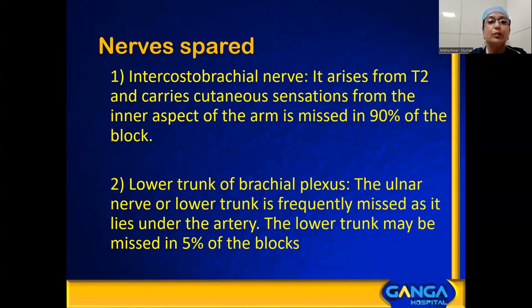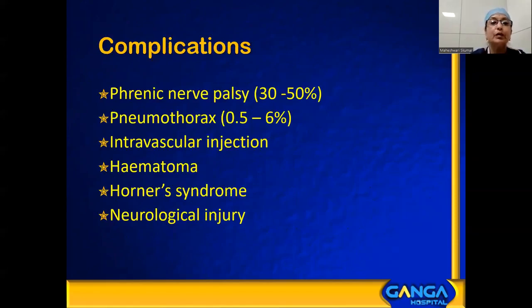When we do this block, the intercostobrachial nerve is spared because it arises from T2 and it carries cutaneous sensation from the inner aspect of the arm. This is not covered by the block, but here we can infiltrate local anesthetic along the nerve and it will be covered. The lower trunk of the brachial plexus is also spared. The ulnar nerve of the lower trunk is frequently missed in this as it lies under the artery. Coming to the complications: phrenic nerve palsy, pneumothorax, intravascular injection, hematoma, Horner syndrome, and neurological injury.